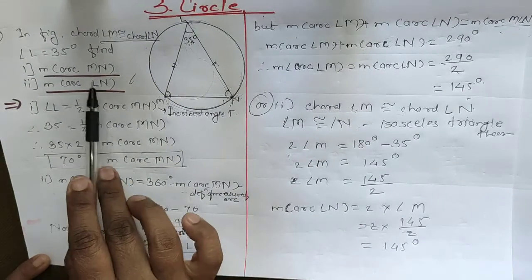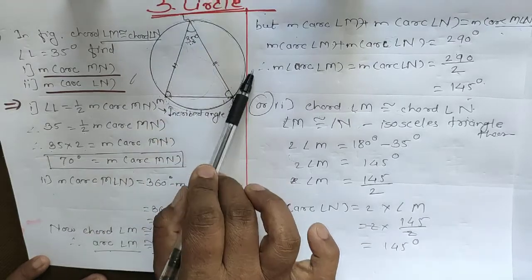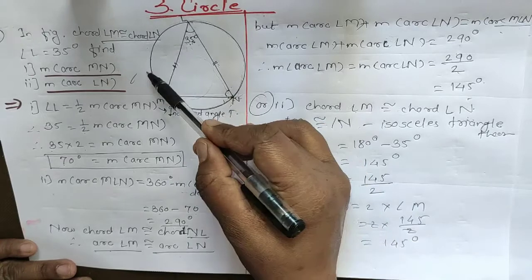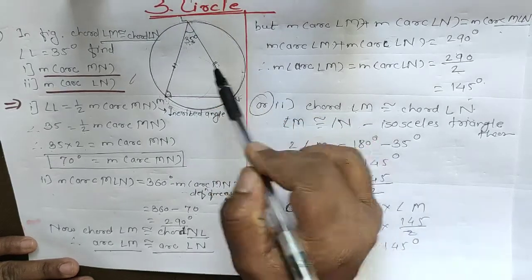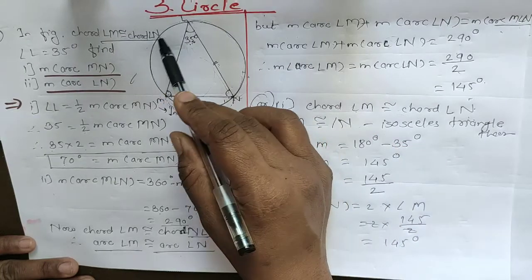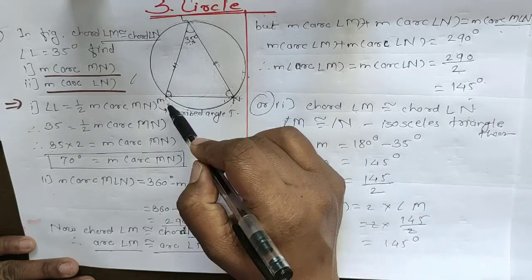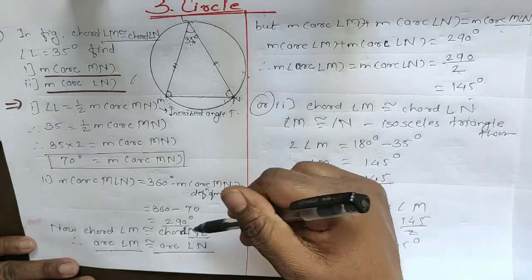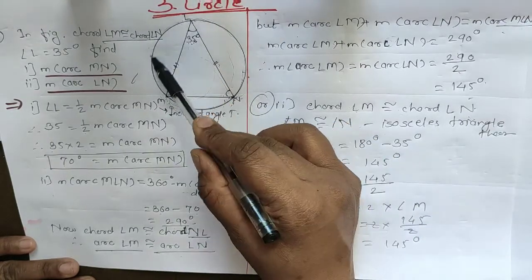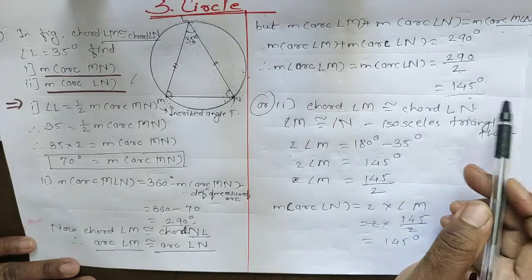Second, when you have to find out this LN, you just use the circle's property. Okay, in a circle if these chords are congruent, these arcs are also congruent to each other. If these arcs are congruent to each other, then the MLN is equal to, we subtract the arc MN from 360, then you will get here 290. Okay, and half of 290 is LN. So we show here 145.